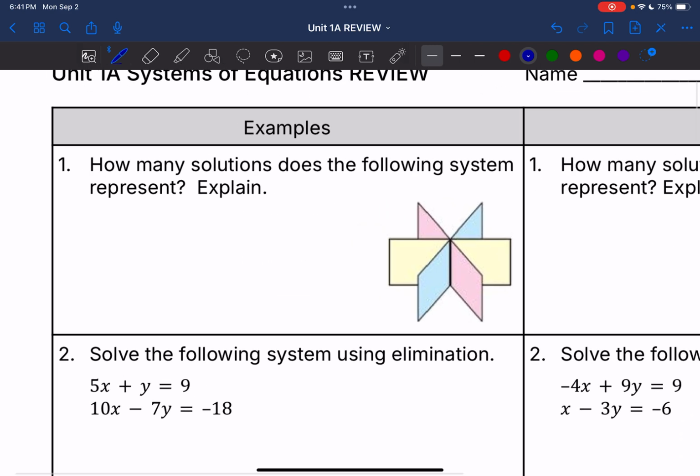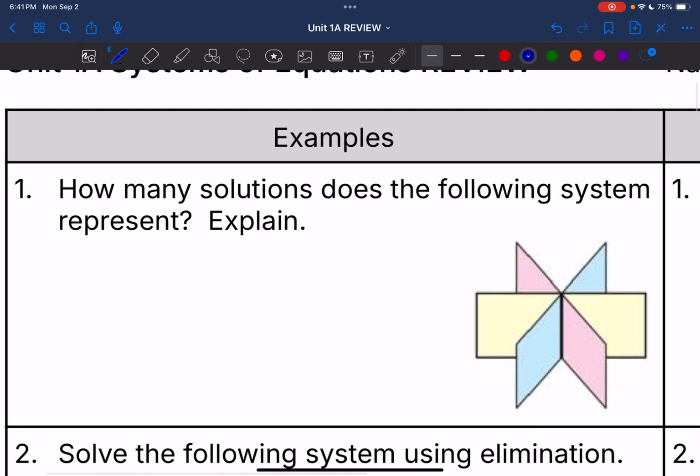So let's look at number 1 on our examples. How many solutions does the following system represent? Explain. So a system is two or more equations that work together. The solution is always going to be the point that makes all three of the equations true. So in this case, we have planes representing each equation. The blue plane is one equation, the pink plane is the second equation, and then the yellow plane is the third equation. So you're looking to see where all three of them intersect.